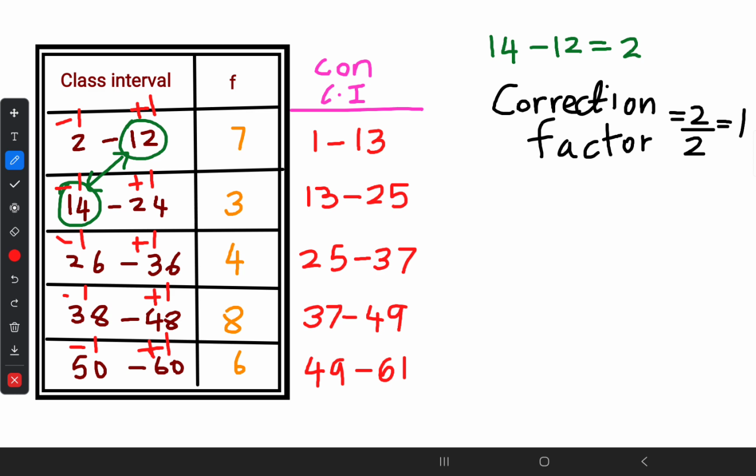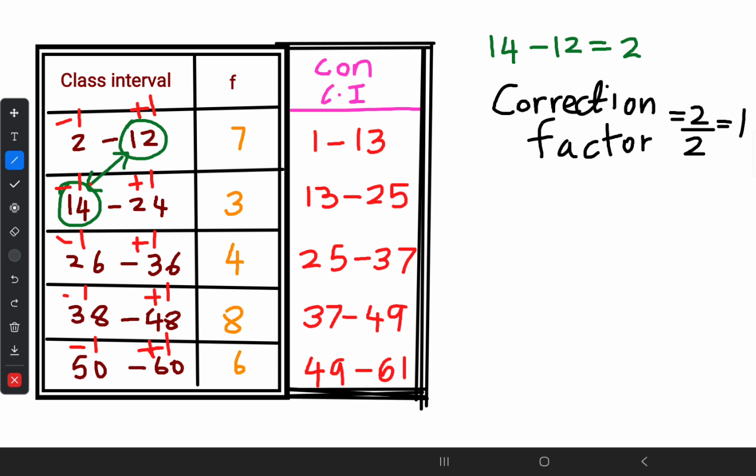First, we found the difference between these two. Divide that by 2 to find the correction factor. Then subtract it from the lower limits in all class intervals and add it to the upper limits in all class intervals to produce a new column for the continuous class interval. Thereafter, using the continuous class interval and frequency, we can easily plot to represent our data in a histogram. Plan the horizontal axis: 1 to 13, 13 to 25.